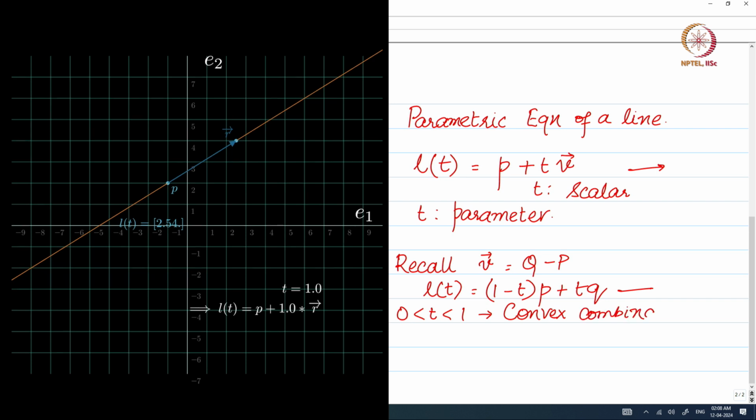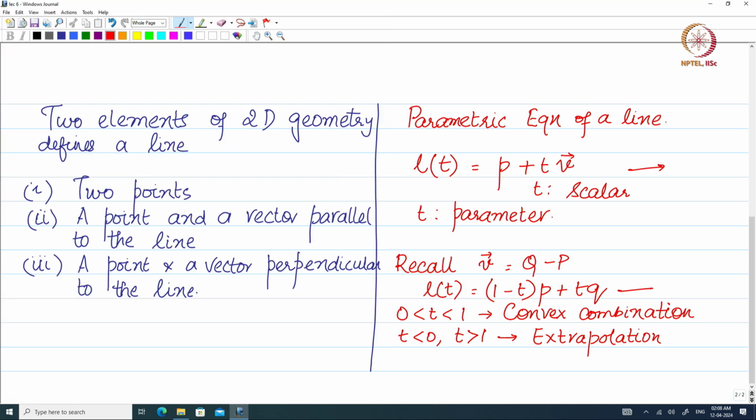Then if t is less than 0 or t is greater than 1, we are going to do what is known as extrapolation. That means in case of convex combination we get the points in between the 2 points p and q, whereas in this case we are going to get the values which are beyond p and q. I hope that is fine, right?